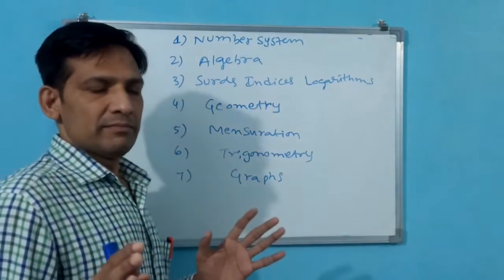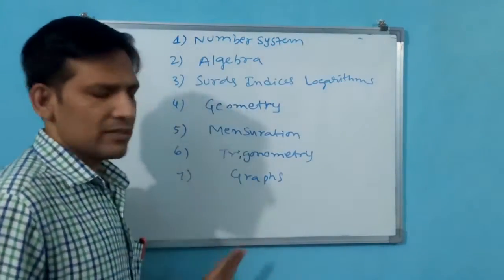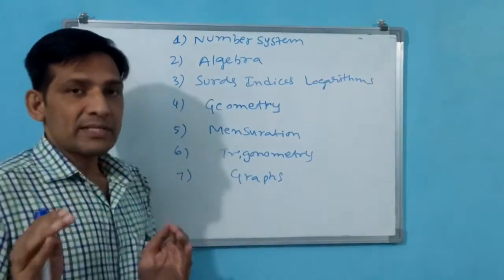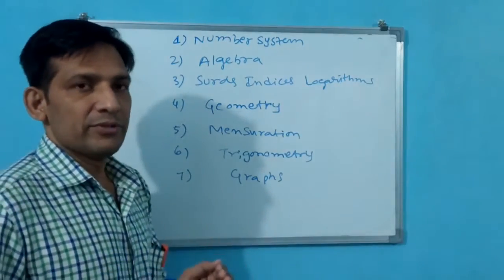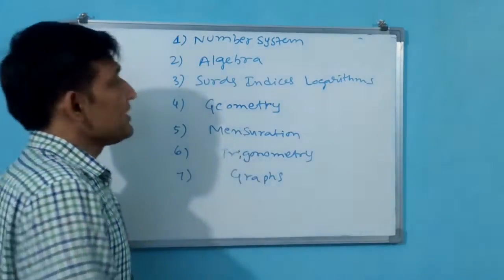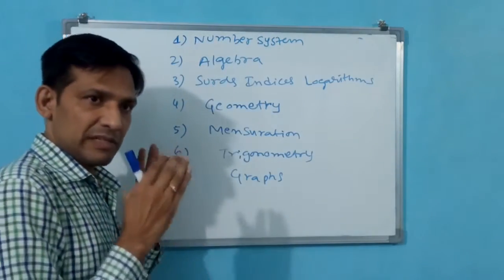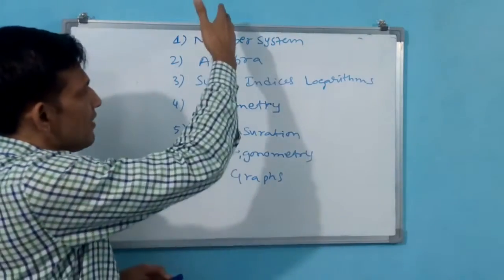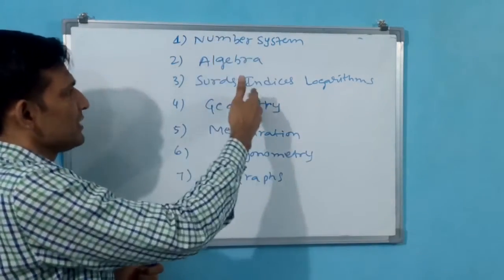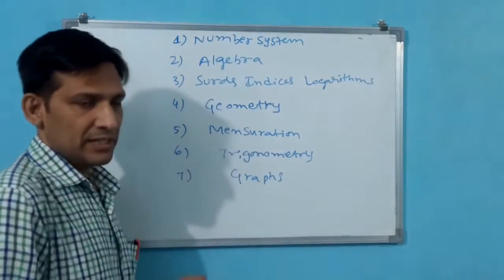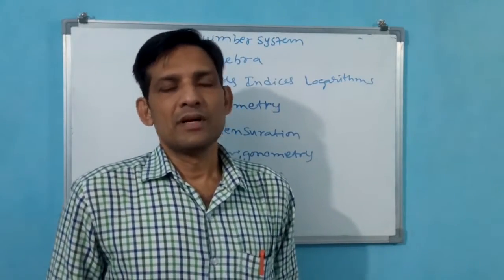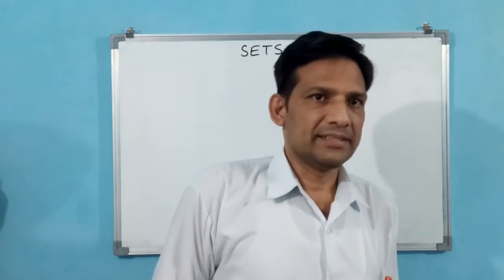Mensuration is the only 50 minute video; the remaining are all less than 30 minutes. But before watching the sets videos, NCERT class 11 and class 12 videos, please watch these basic videos. Why? Because first of all you have to watch these 6 videos, then only you can understand those classes. I have graded like this: numbers, algebra, surds, geometry, mensuration, trigonometry, graphs. Now let us go for sets. Let us start sets.